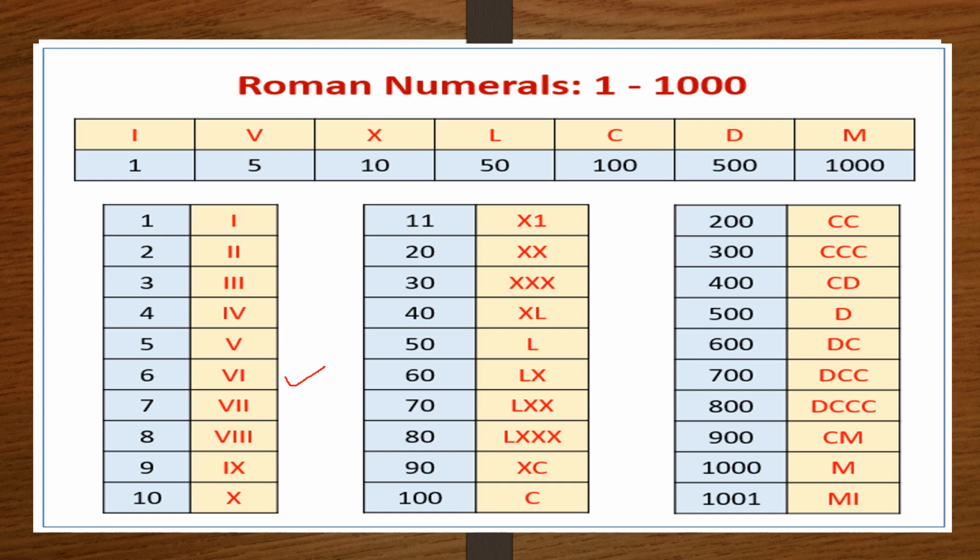Now here you can see X is 10 plus 10, 20. XXX is 10 plus 10 plus 10, 30. Now, for 40, you cannot write X 4 times. No, that is wrong. You have seen in my previous slide the rules of Roman numerals. So, we can write it as XL. L is 50 and X is 10. So, 50 minus 10 is 40. Then for 50, you have L.